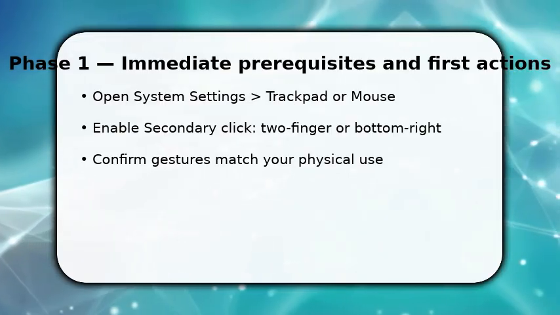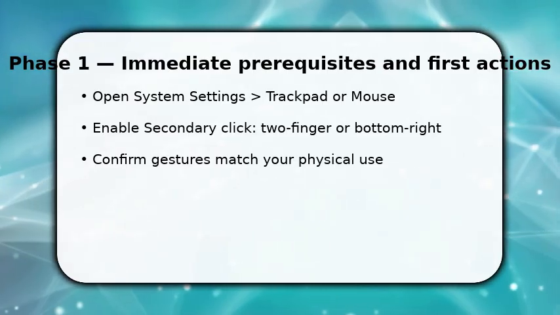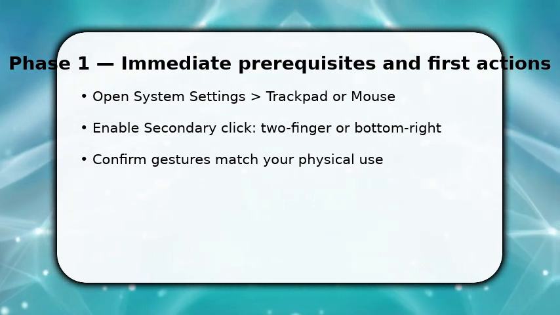Right-click should open the contextual menu. If it does not, make sure the setting is saved and you selected the correct device under Bluetooth or USB, since the wrong device would ignore your change.